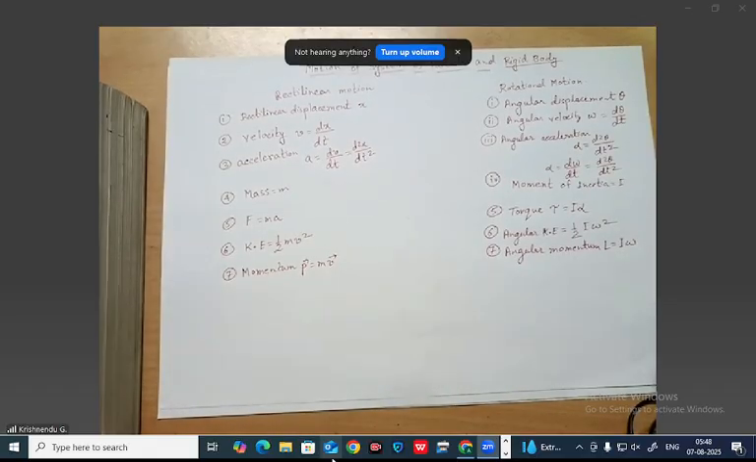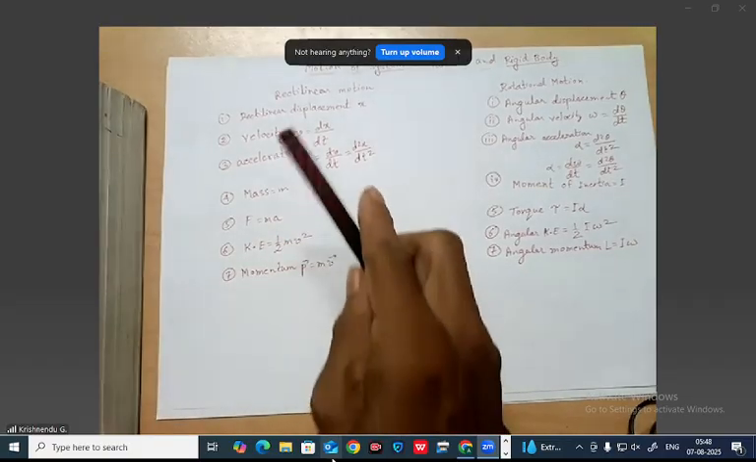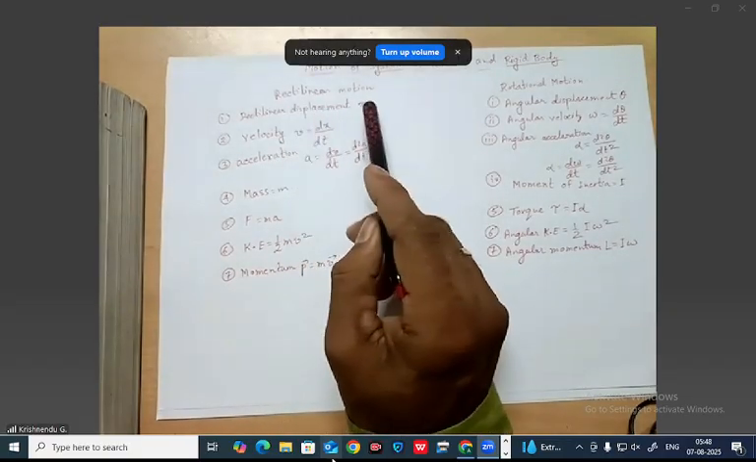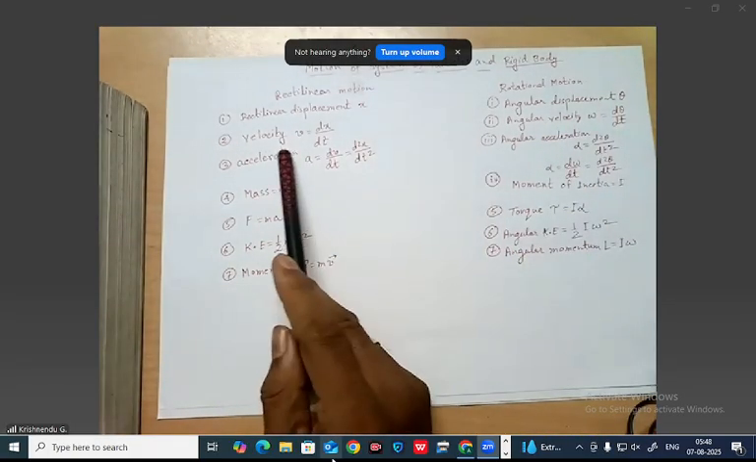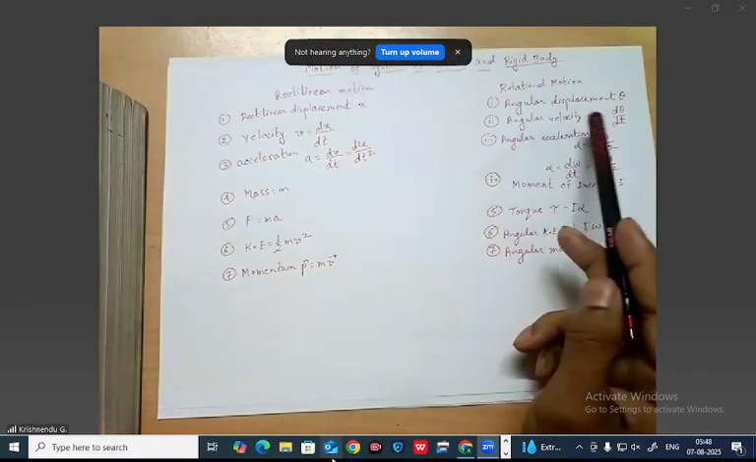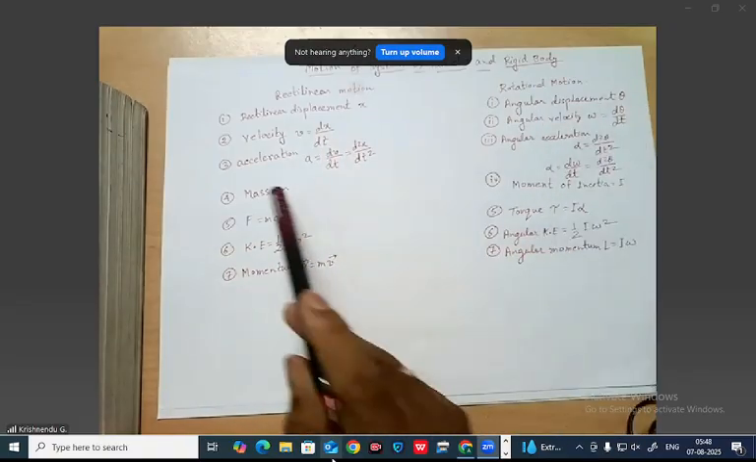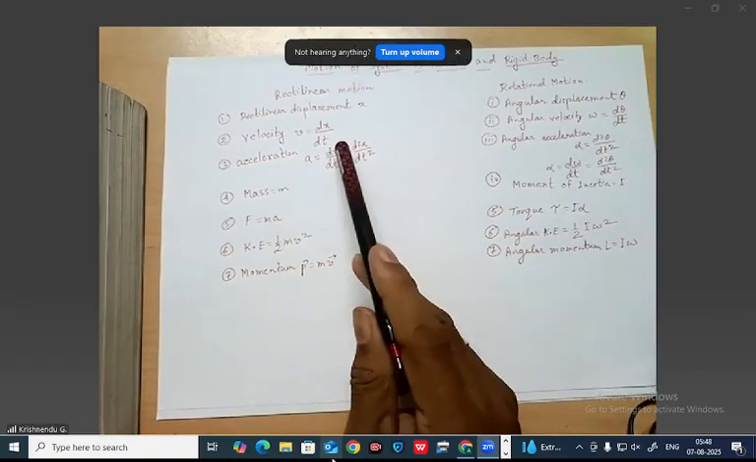Now see, today we shall discuss motion of system of particles and rigid body. In rectilinear motion, displacement is represented by x, and in rotational motion, angular displacement is represented by theta. Velocity is equal to dx by dt, and angular velocity is omega equal to d theta by dt. Acceleration a is equal to dv by dt, which is d square x by dt square. In rotational motion, angular acceleration alpha is equal to d square theta by dt square, or d omega by dt.